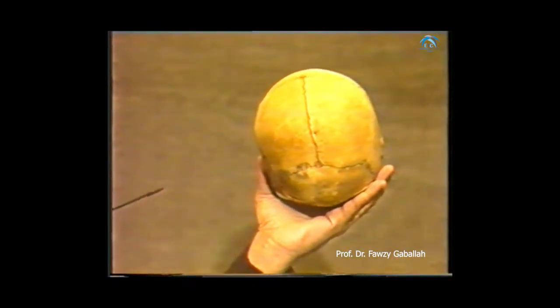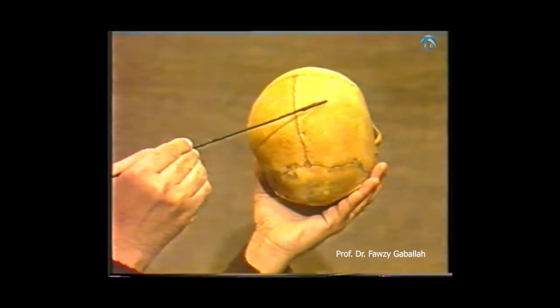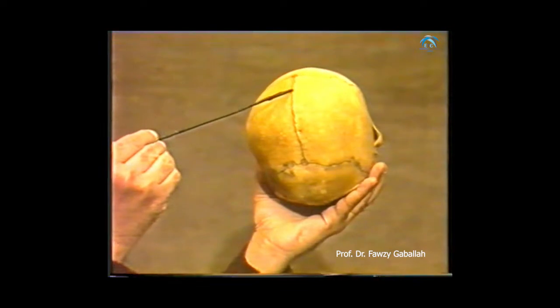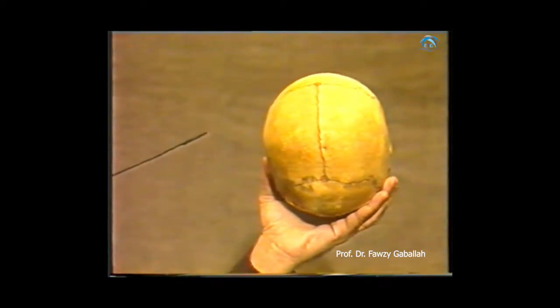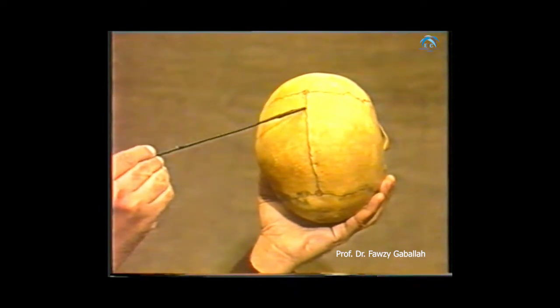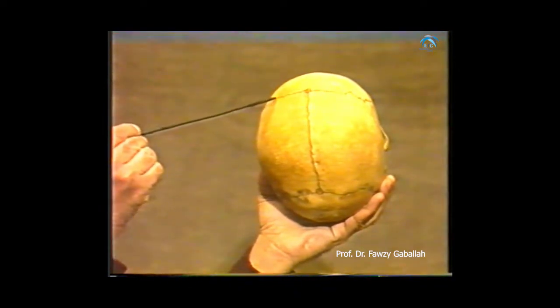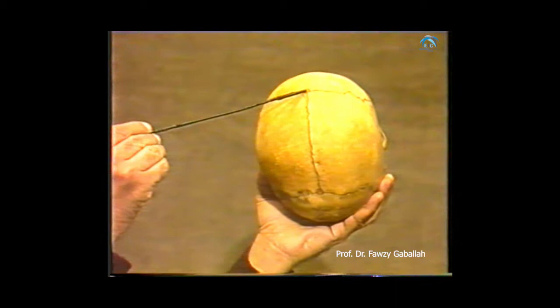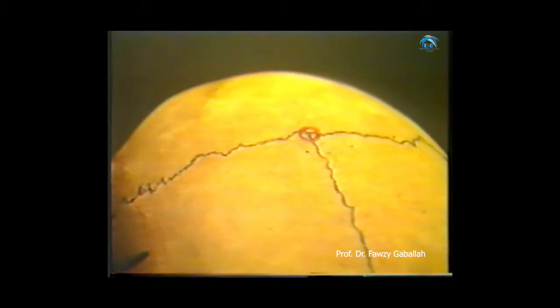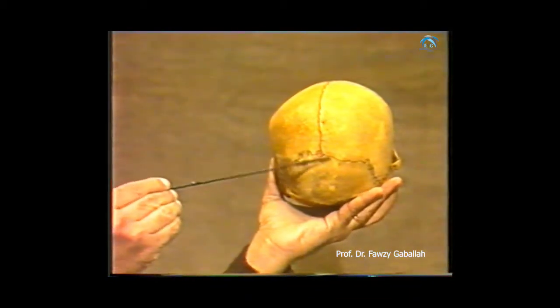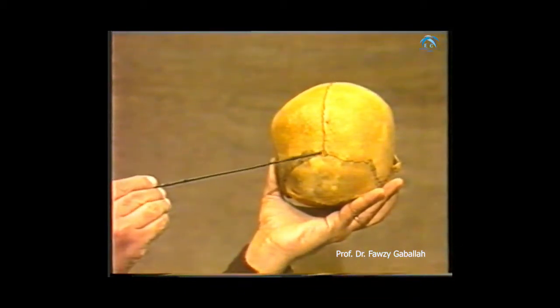The two parietal bones articulate with each other in the median plane at the sagittal suture. The sagittal suture meets the coronal suture at a point called bregma, and meets the lambdoid suture at a point called lambda.